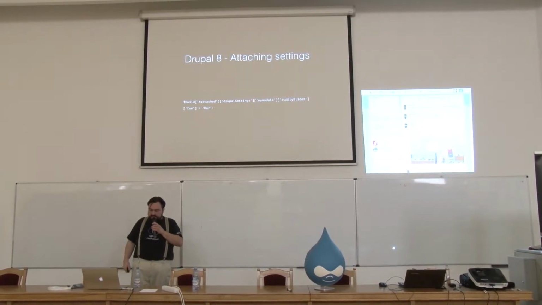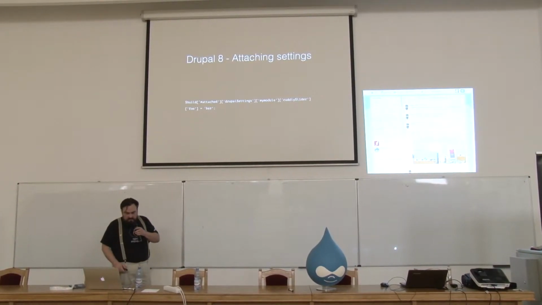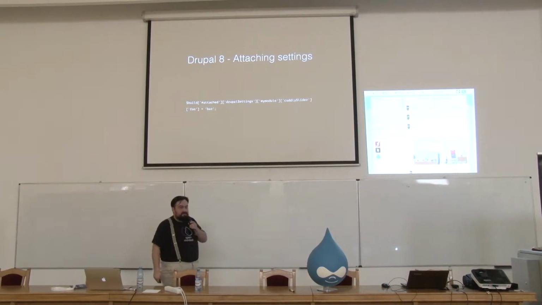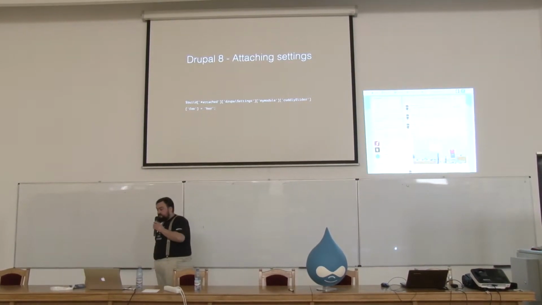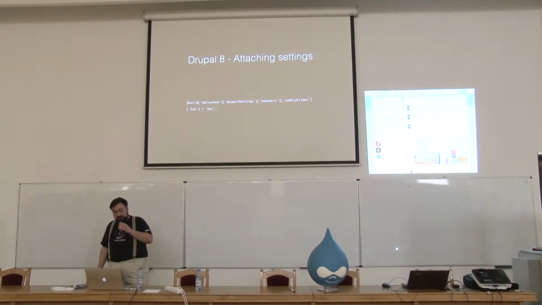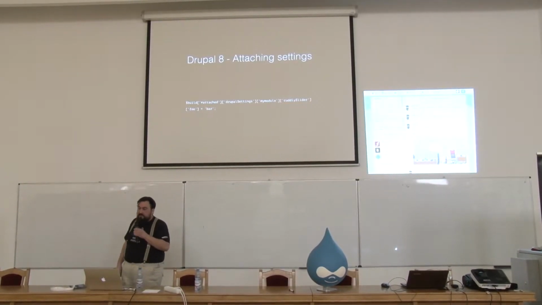How to attach settings? The same way, but instead of library, you use the key name drupalSettings. And everything afterwards will be available in JavaScript in the drupalSettings object. So in this case, there will be drupalSettings.my_module.lovely_slider.full.